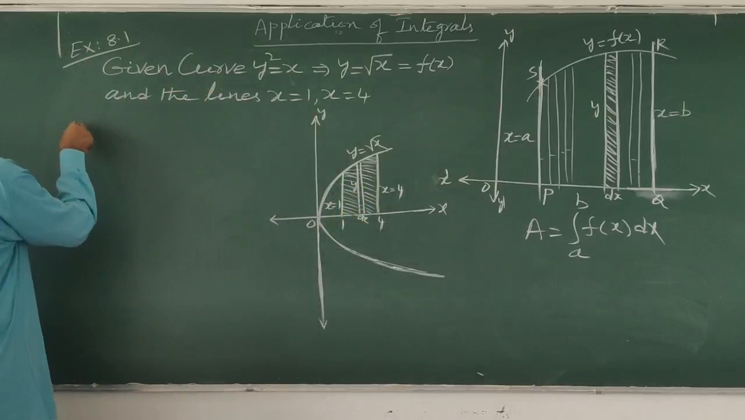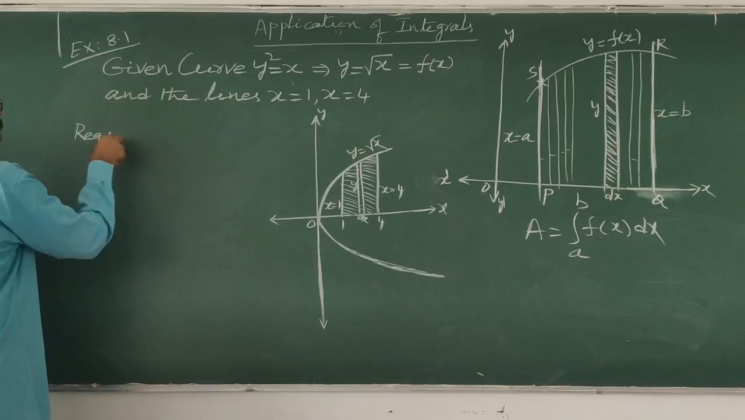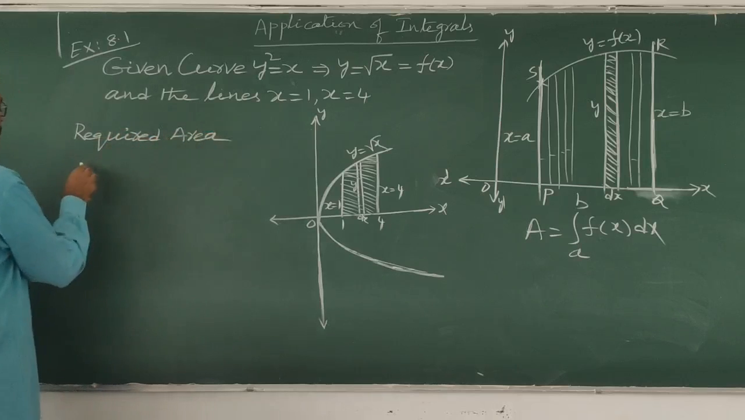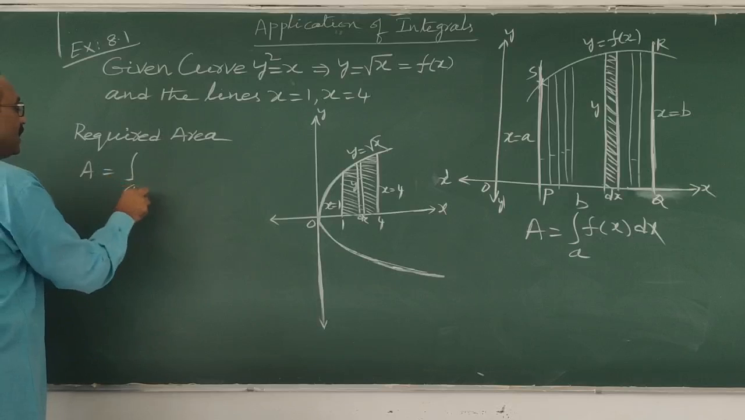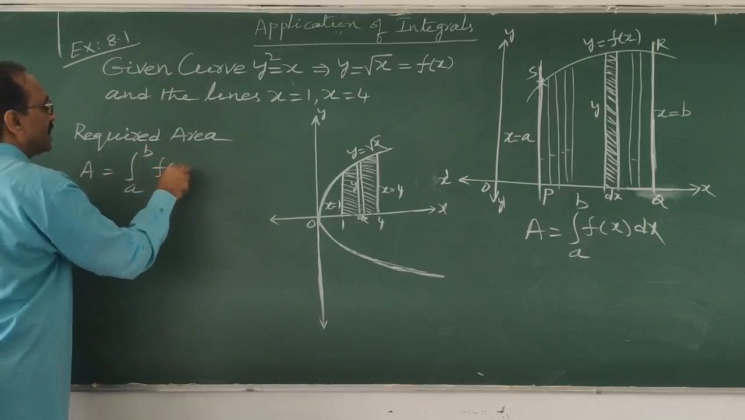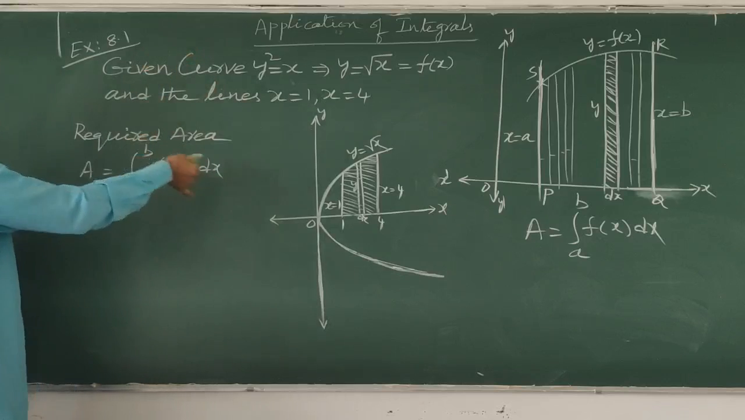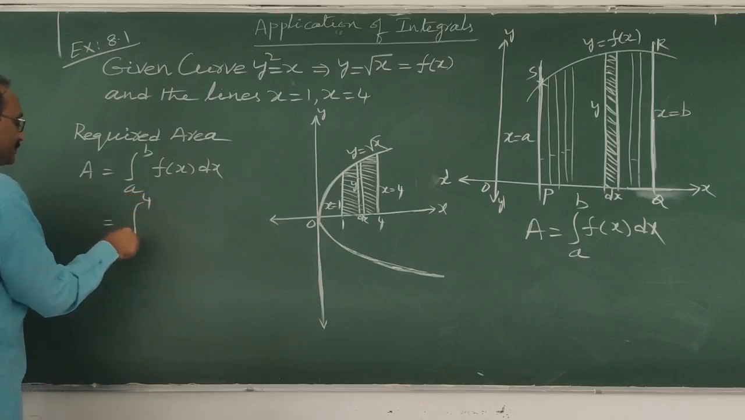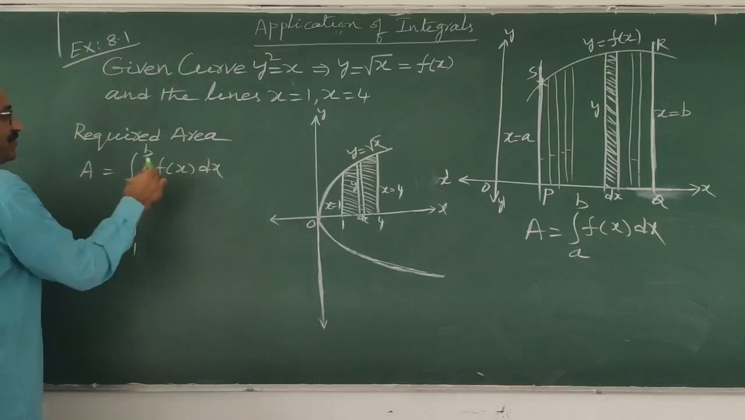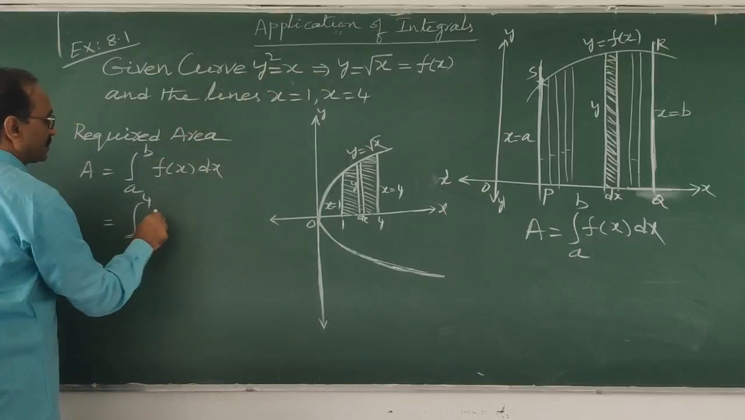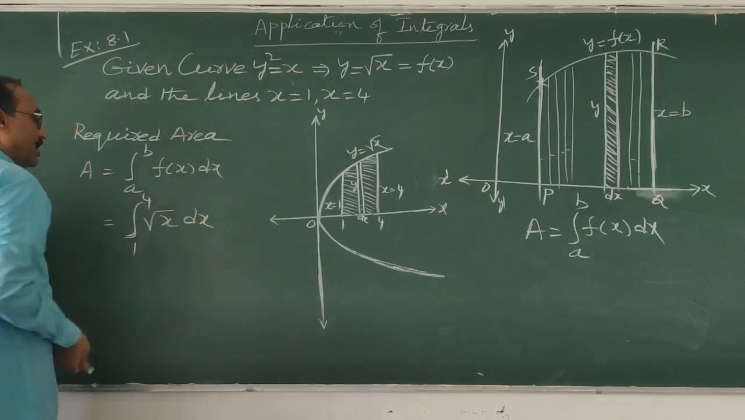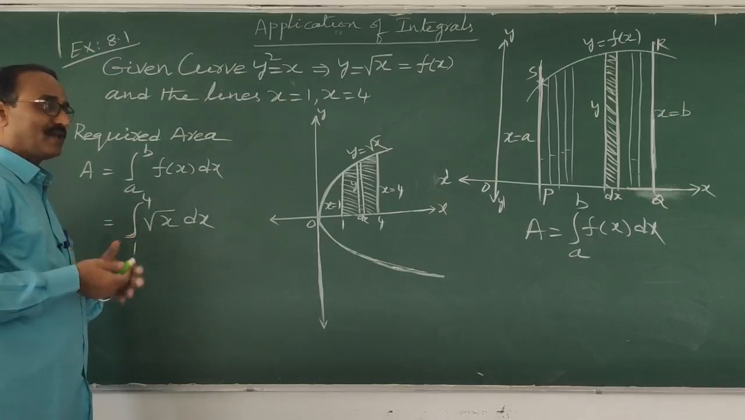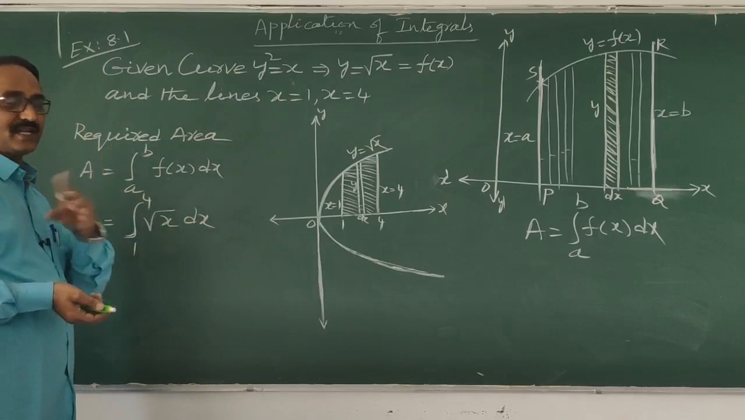So I will write the required area. Required area A is equal to, you write the formula, integral a to b f of x dx, because it is a vertical strip. Vertical strip means f of x dx. So this is equal to integral 1 to 4, because he has given 1 to 4, of f of x. What is f of x? Root x dx. Now your definite integrals start from here. That is the reason I told you: first integration you should know, definite integrals follow, then areas follow. Once you know indefinite integrals, you can do it all.